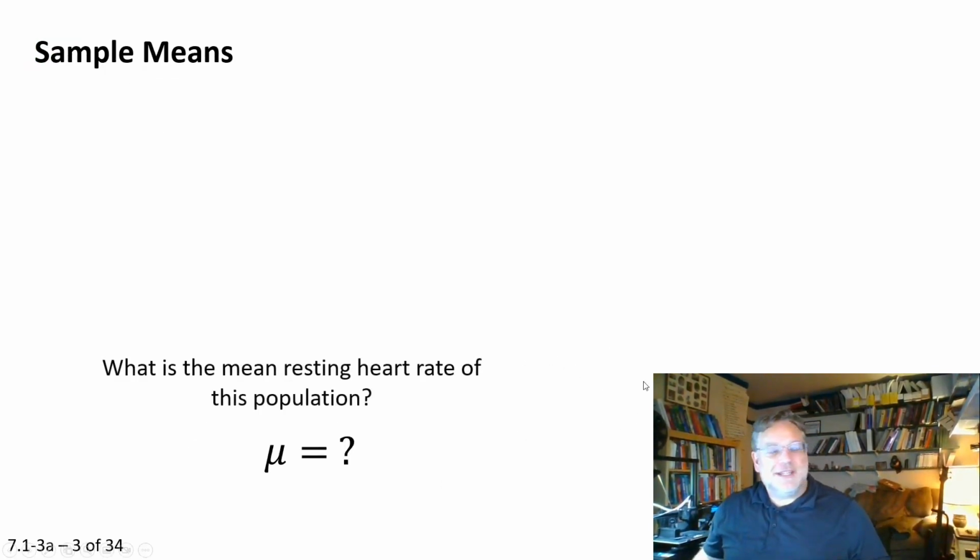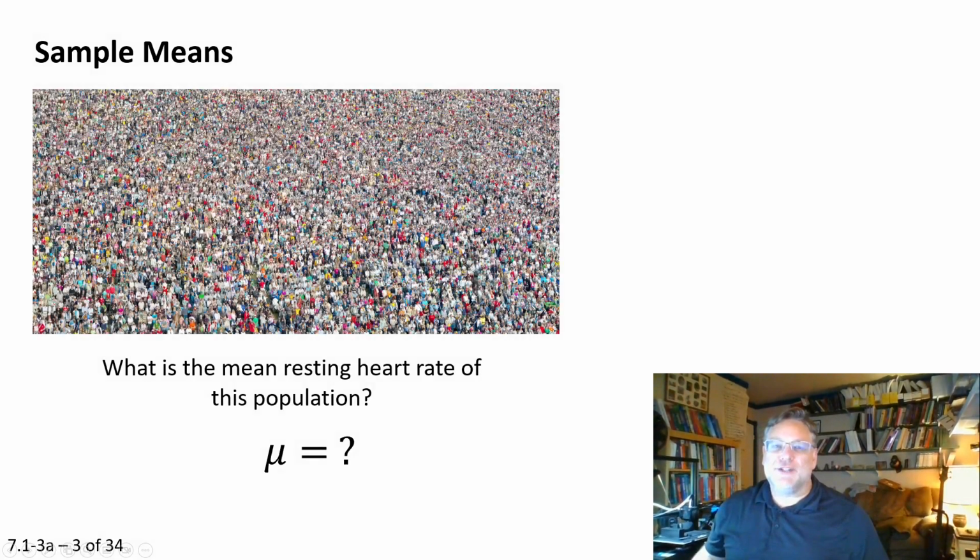Okay, so let's take a look at a population here, a population of a very large number of people. We can ask ourselves, what's the average resting heart rate of this population? And since we're dealing with a population, we use our legendary Greek letters to describe what's going on here. And it's the Greek letter mu for this. That's our variable to describe the population mean here.